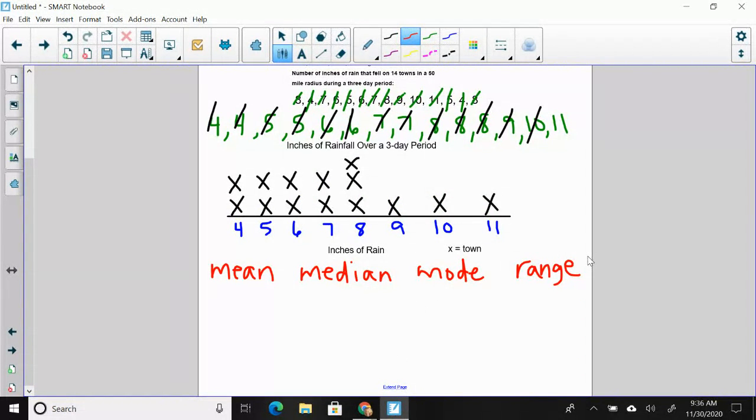Okay. So the mode was 8, and I'm going to write the 8 down here. The mode is the one that appears the most often. So the mode of our data is 8.